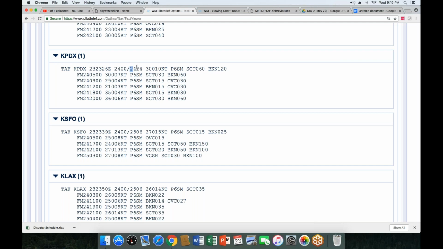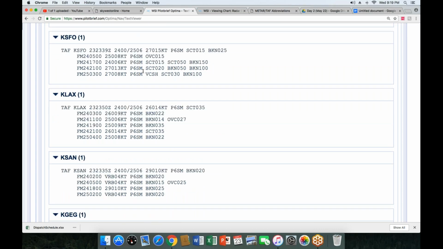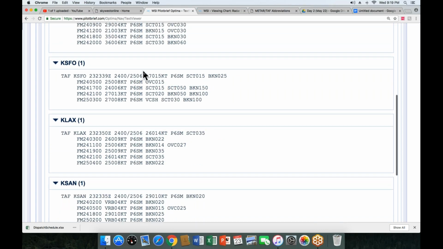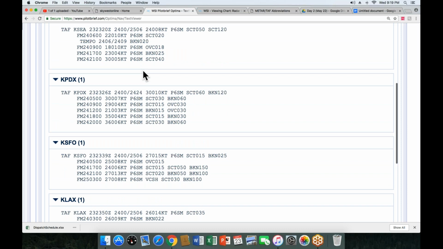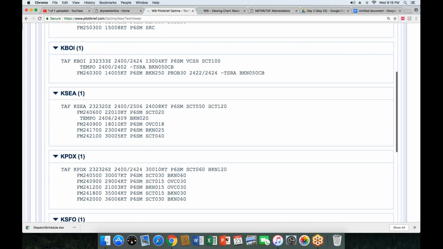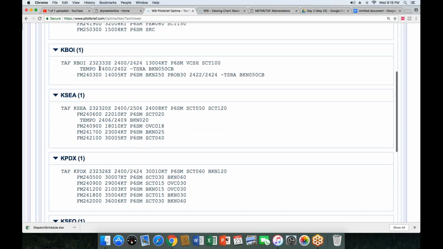It's written weird, but the 24th at 24Z just means from midnight on the 24th to midnight on the next day, basically. So a 24-hour window. So we call this a valid time. We'll also see that valid time whenever we see a tempo in our TAF. And let me see if I can find a tempo. Okay, so tempo, this is the valid time once again.